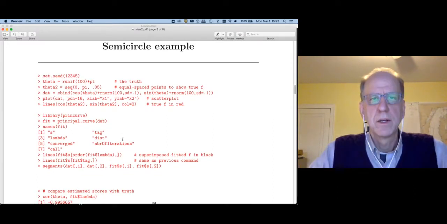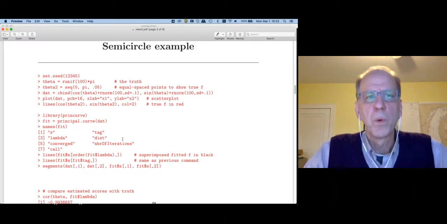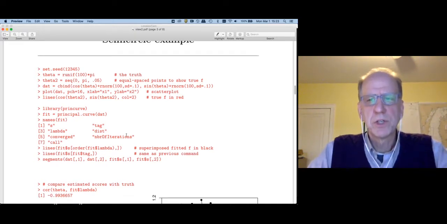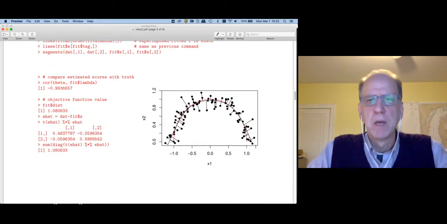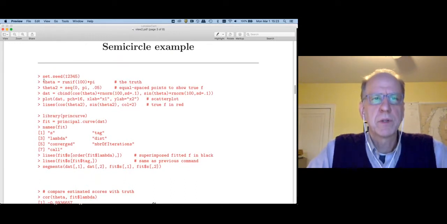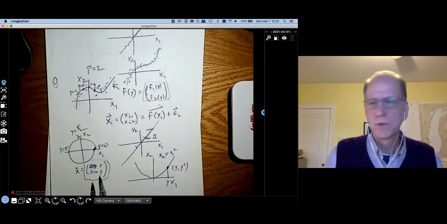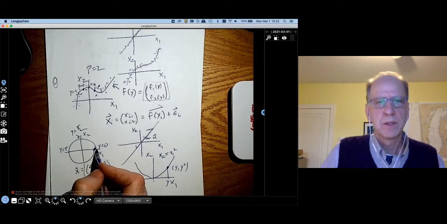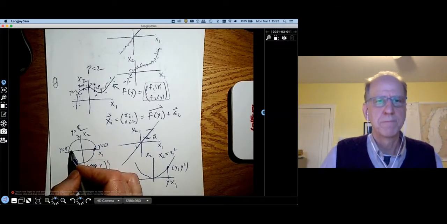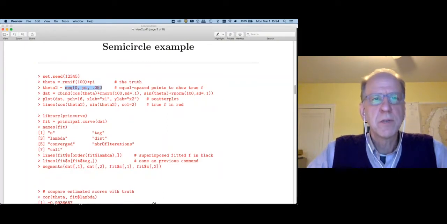So let's do an example. I'm going to generate some data where I know the answer. Let's go generate a semicircle. So to do that, I am going to take 100 random uniform values between 0 and pi. So if you remember your trigonometry, this is 0 and this is pi in the unit circle. I'm now going to generate a sequence of theta values, I'll call them theta 2's this time, so that I can generate the true f. So this is just a grid of theta values.